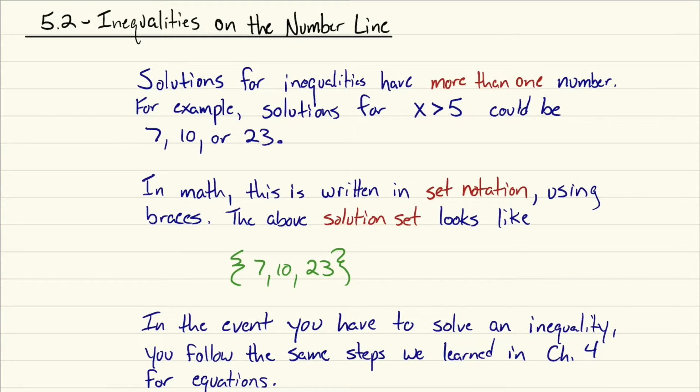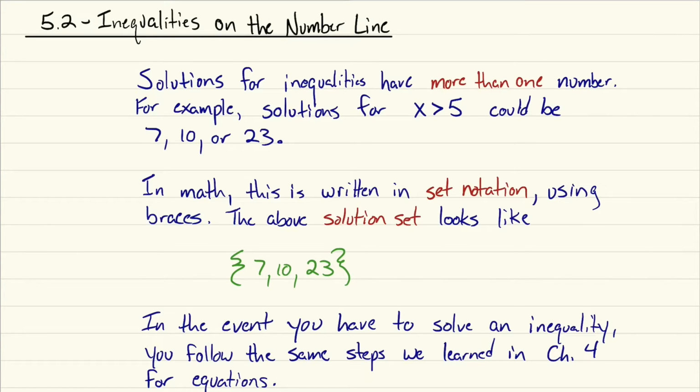We spoke about this a little bit in 5.1, but solutions for inequalities mean that you have more than one number. For example, if I had the inequality x is greater than 5, any number greater than 5 is technically a solution. So 6 would be a solution, 7, 8, 9, 10, all the way up to 100, a million, infinity. It doesn't matter. Any number greater than 5 could be an answer, right?